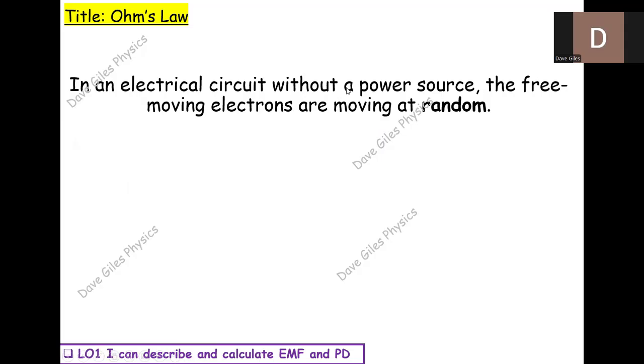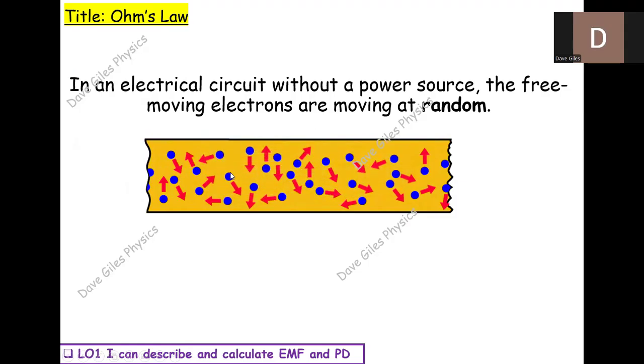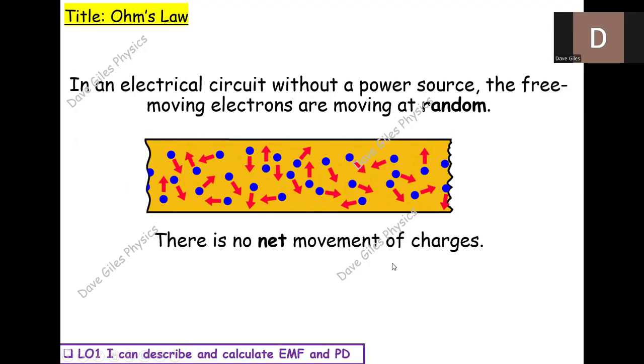In an electrical circuit, without a power source, the free moving electrons are moving at random. So you'll have some moving left, some moving right, some moving up, some moving down, but there'll be no net movement. So for example, you might have one moving at, say, 3 meters per second. That's not a realistic speed, but 3 meters per second left, one moving at 3 meters per second right. The average out is 0 meters per second. So there is no net movement of charge.